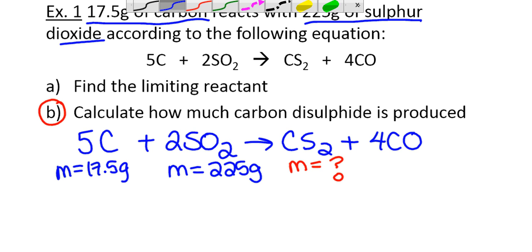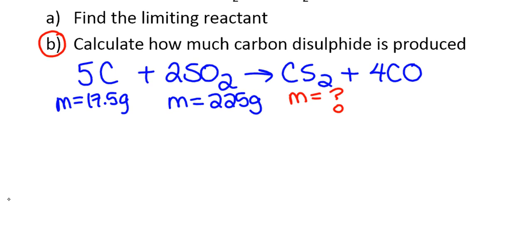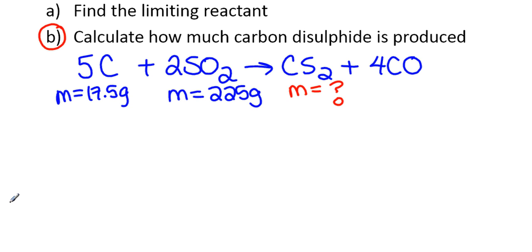Now, where this is different from previous stoichiometry problems is the fact that you have two different masses to work with. You might not have noticed this when doing stoichiometry problems so far, but you would have only had one mass, maybe mass of carbon and find the mass of a product, or just the mass of sulfur dioxide and find the mass of a product. Here you've got two masses. When you have two masses, this changes the problem. Which one's going to run out first? Is there a limiting reactant?